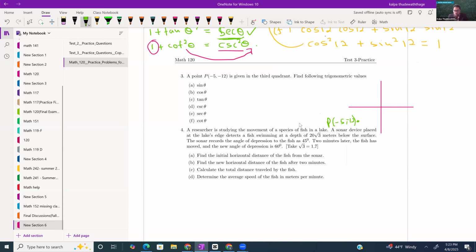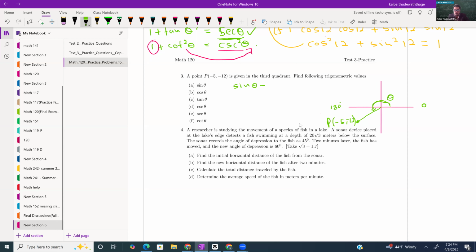Okay? This is the point. The angle I can call theta. The angle is greater than 180. Can you see that? This is 0. This is 180 degrees. So this theta is even more than 180 because it's in the third quadrant. In the third quadrant, you definitely know sine and cosine are negative, tan is positive. Okay, but how do you find sine theta, for example?